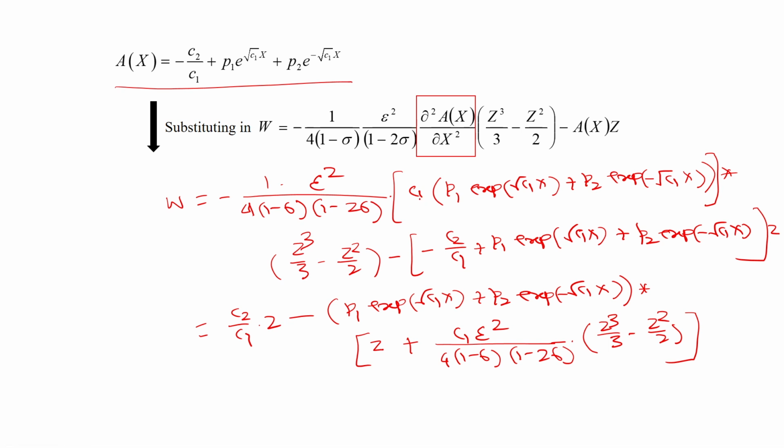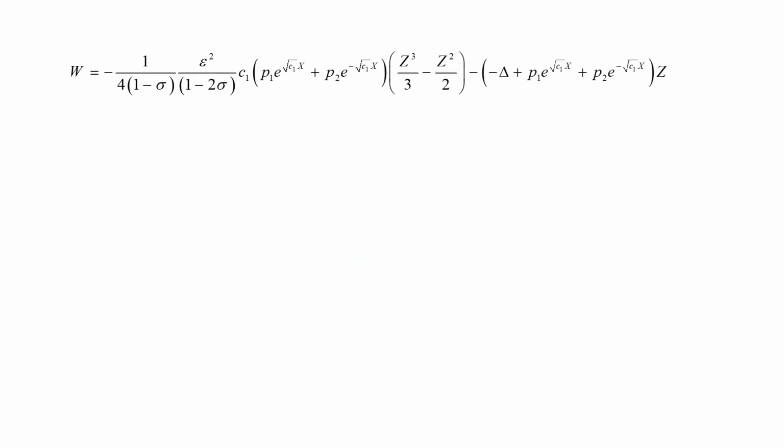So, that is C1 into epsilon square. I have written here z cube by 3 minus z square by 2. Good, I think we are fine. So, it is like that. So, for w we get this expression.